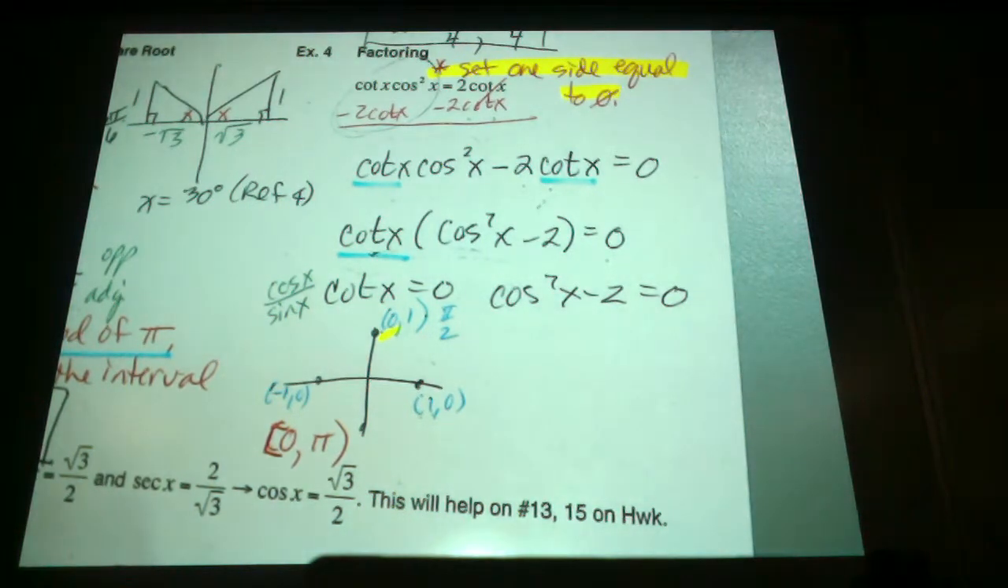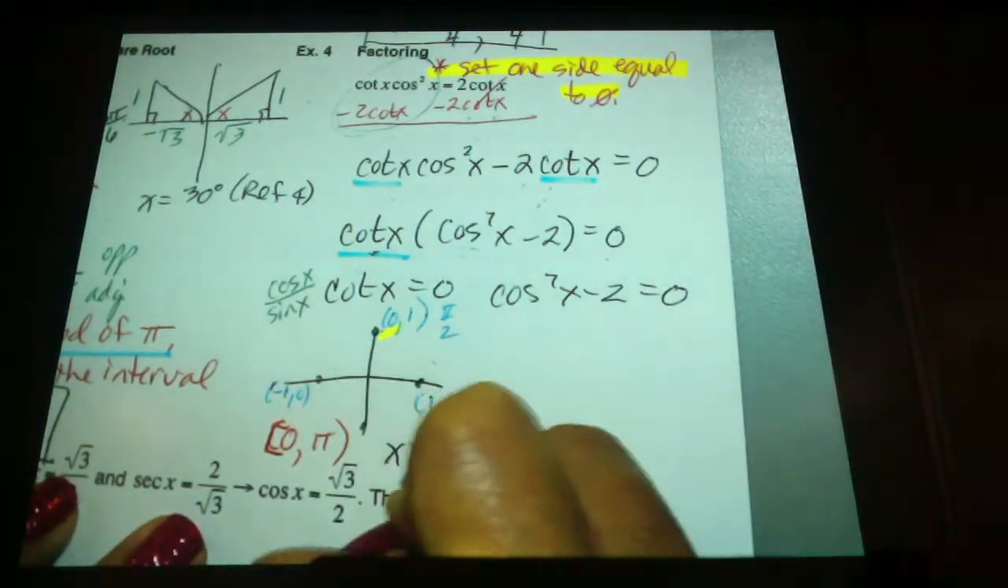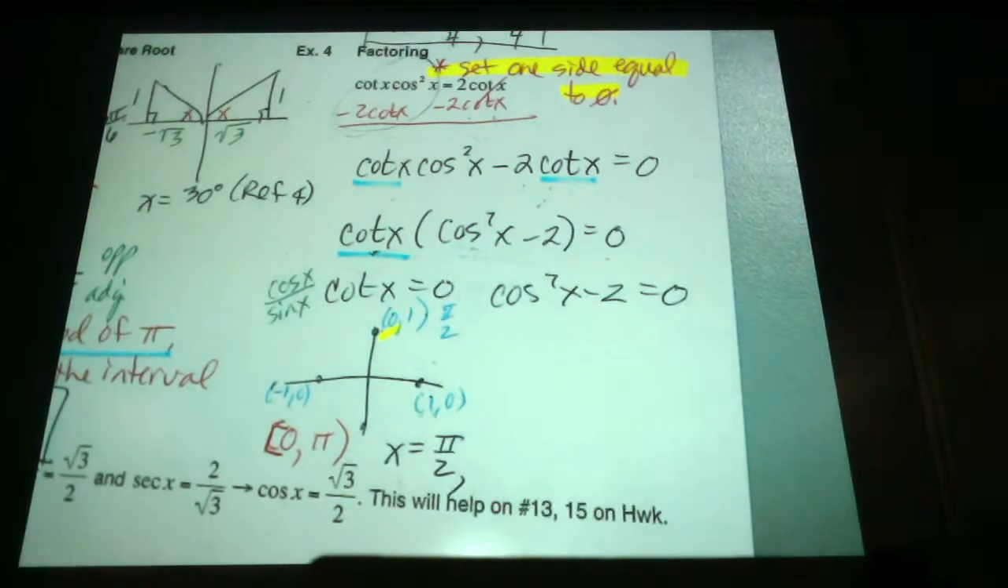Because tangent and cotangent only have a period of pi rather than 2 pi. And so therefore, for this one, x is equal to pi over 2. So that's one of our answers.